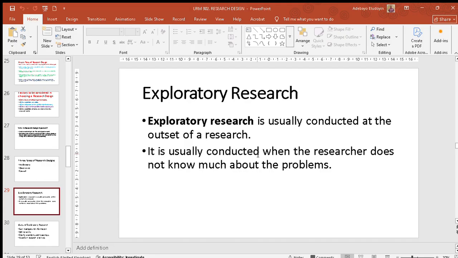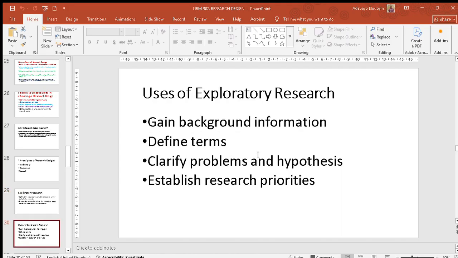In this type of research, it is understood that you don't know much about the problem. You want a situation where we can interact with the people, with the owner of the problem, before we know much about the problem. And that is what exploratory research is all about.